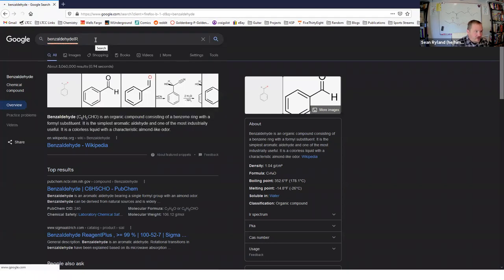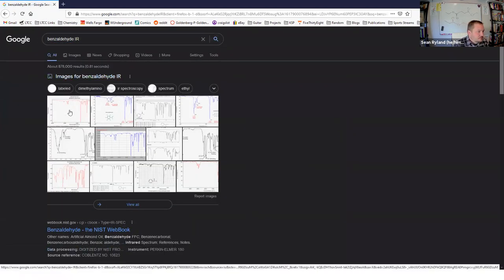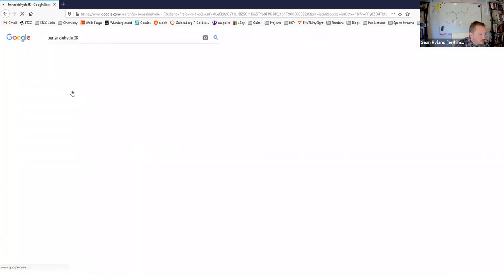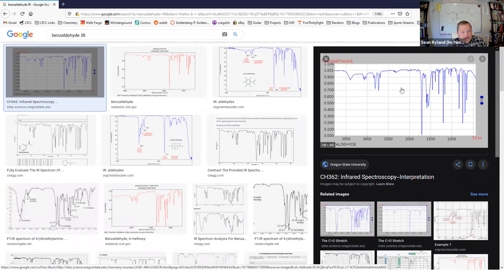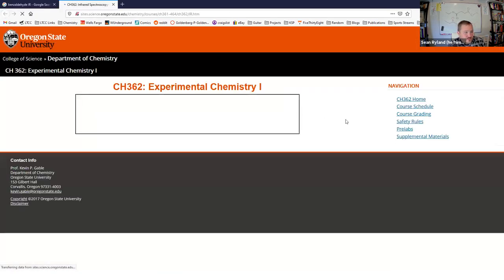Benzaldehyde IR. See if we can trust any of these. That looks... So here's a good example of one where you can't really trust those overtones that much.